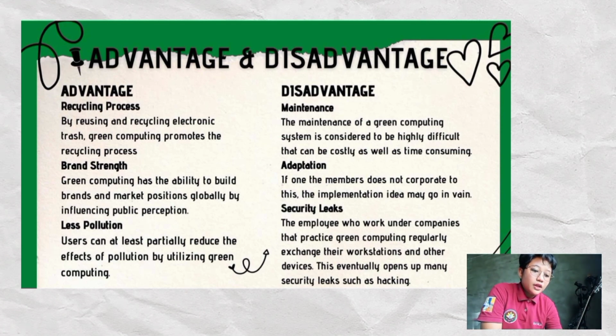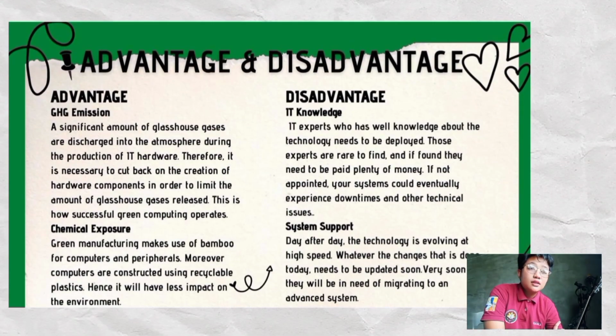They are making practical and effective use of green computing to have less pollution. Second to the last is GHG emission. When we say GHG emission, it is greenhouse gas in the Earth's atmosphere that traps heat. And by discharging GHG in the atmosphere, it is necessary to cut back on the creation of hardware components.